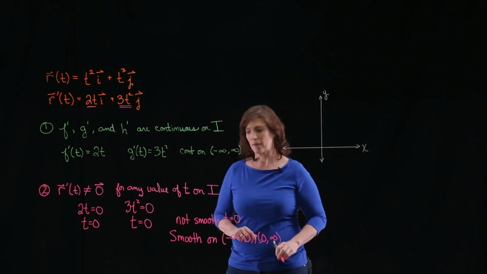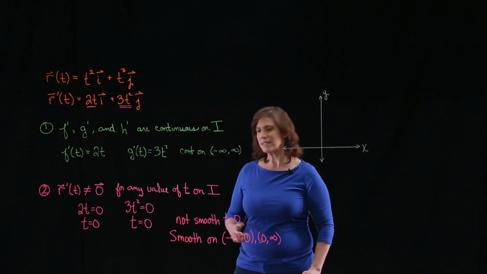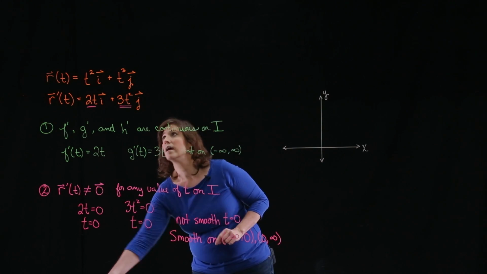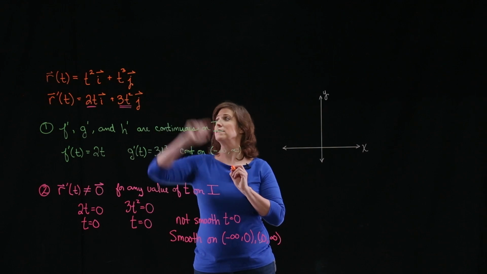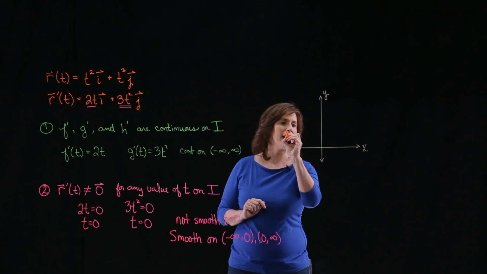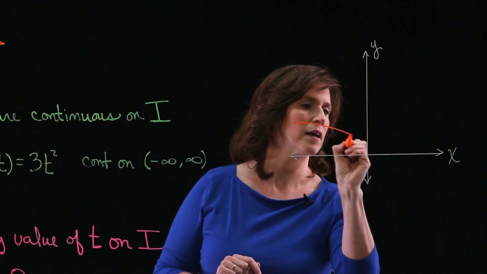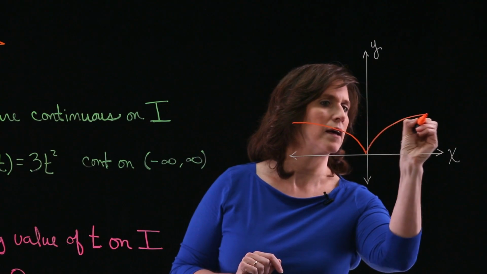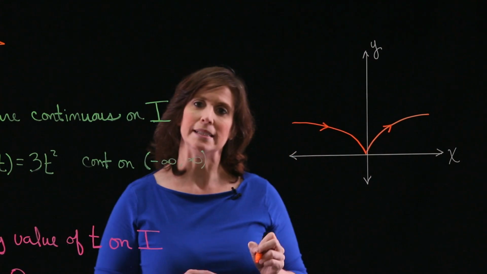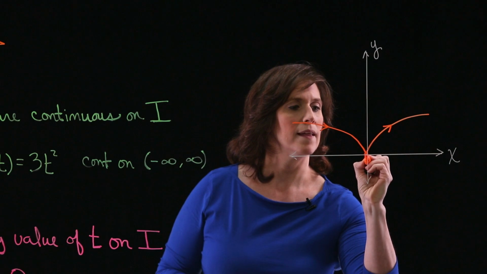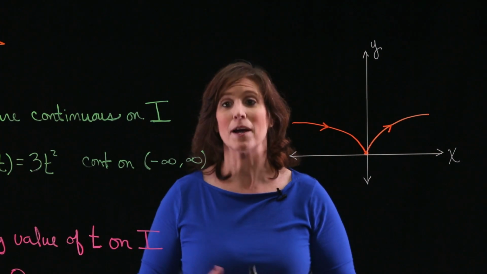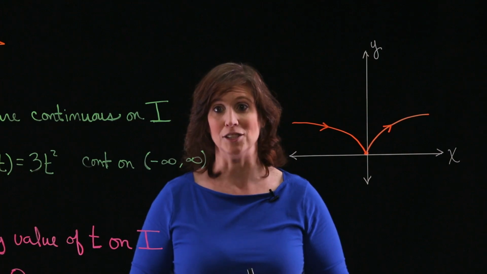Now, to kind of get an idea of what's happening here, let's take a look at the graph. If I graph r of t, which is t squared i minus t cubed j, it turns out that it looks like that curve. And notice what's happening at t equals 0. Right here, I've got a cusp, which is why I discovered that my curve was not smooth at that location.